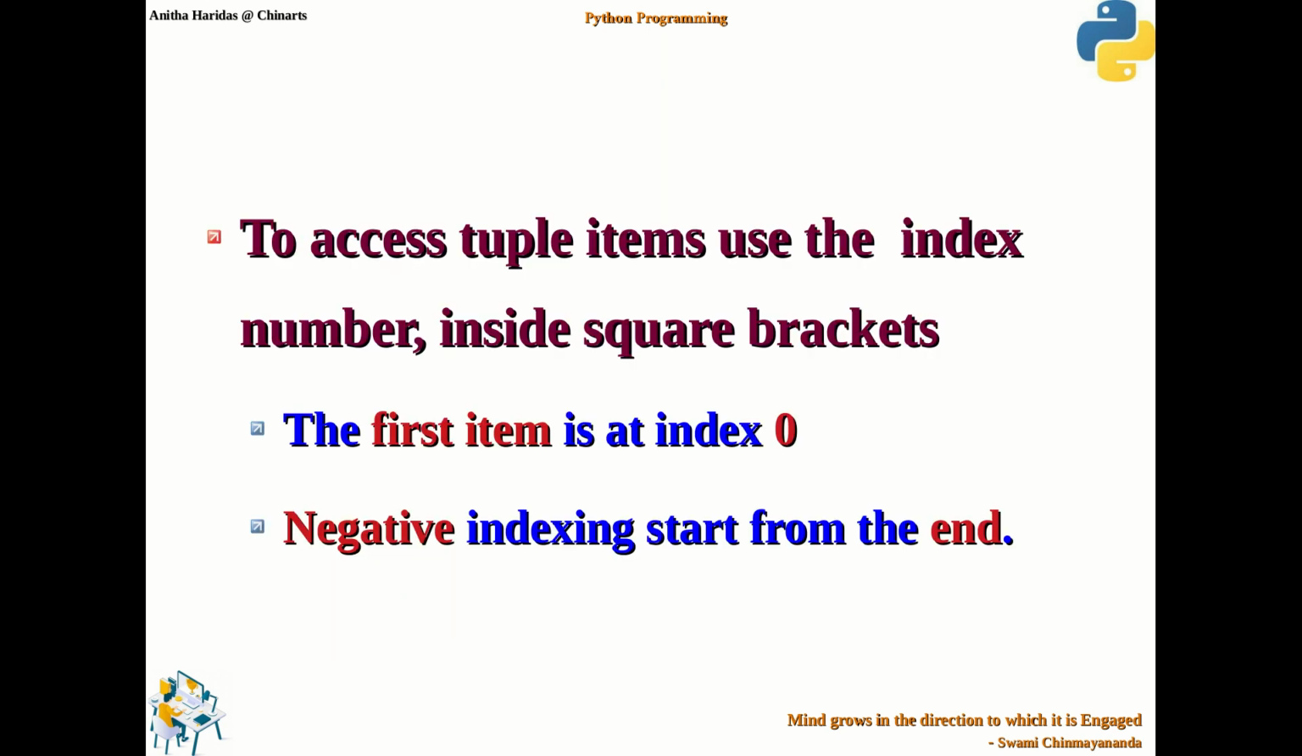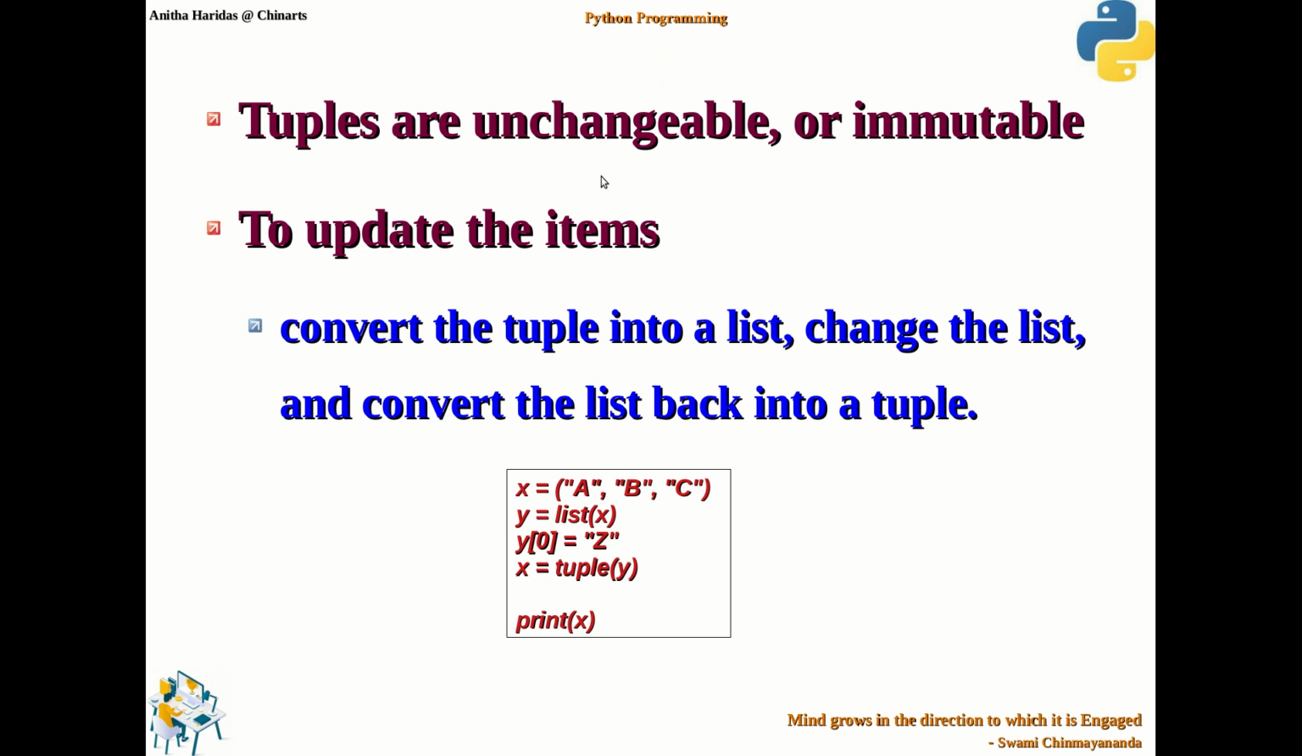Now next, as you access the list items, the tuple items can also be accessed using the index number inside the square brackets. The first item will be accessed using the index 0, and from the end, if you want to access the items, we use negative indexing. And we know that tuples are unchangeable, it is immutable. But sometimes you want to update the items, right? You want to add an item into the tuple, or you want to remove an item from the tuple. If this is the case, what we do, we convert the tuple into a list, then change the list, then convert the list back into a tuple. So this is one simple trick that you can use to update the items of a tuple, because the tuple cannot be changed. The size as well as the elements of the tuple cannot be changed.